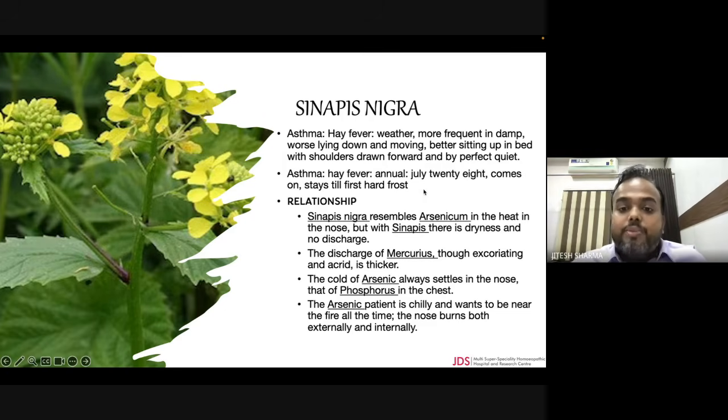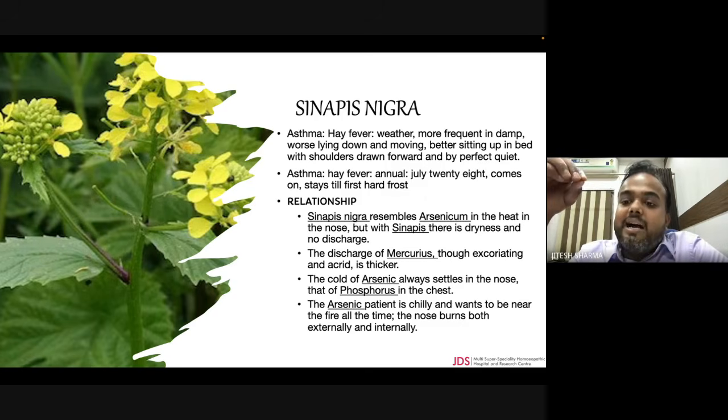So there is another rubric: asthma, hay fever, annual, July 28 comes on and stays till first hard frost. Sinapis nigra is the single remedy. Now, how do you compare Sinapis nigra with other remedies? So let us learn.